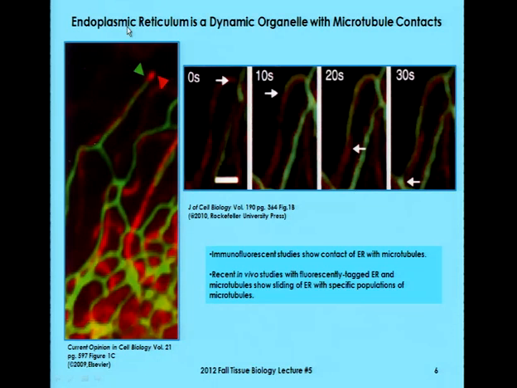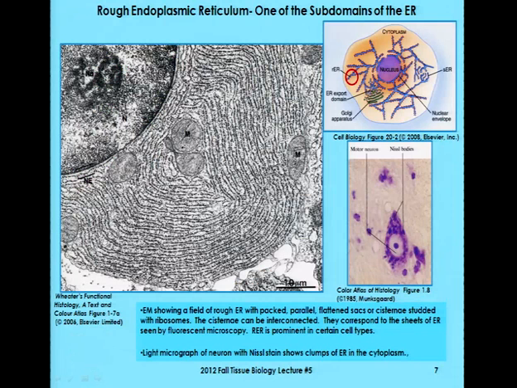Now, the endoplasmic reticulum is actually a very dynamic organelle that has contacts with the cytoskeleton, namely microtubule contacts. Here in this immunofluorescence study, we see dynamics of not only the association of the ER with microtubules, but the dynamics of it moving along the course of a microtubule. The rough endoplasmic reticulum is one of the subdomains of the ER.